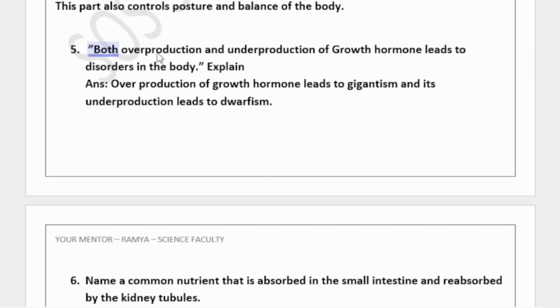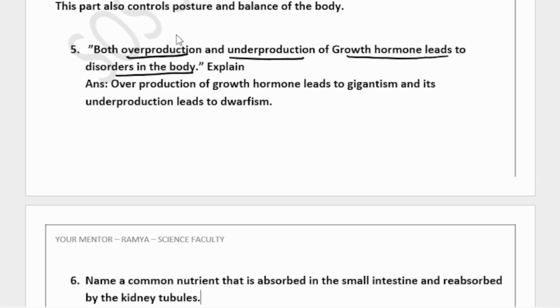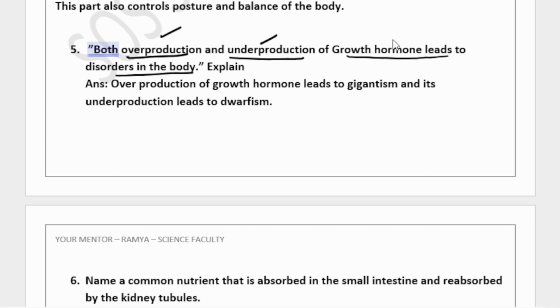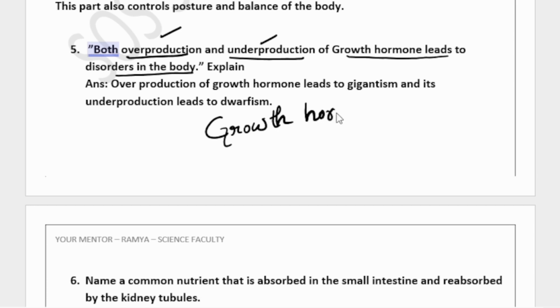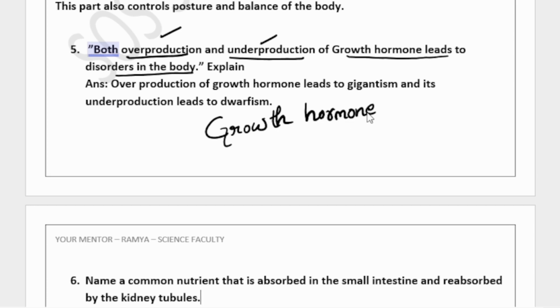My dear students, the next question is, both overproduction and underproduction of growth hormones lead to disorders in the body. Overproduction means more production, underproduction means less production. So what are they telling? More production or less production of growth hormone will lead to some disorders in our body. So what is the function of growth hormone? Growth hormone helps in the overall growth of the human body.